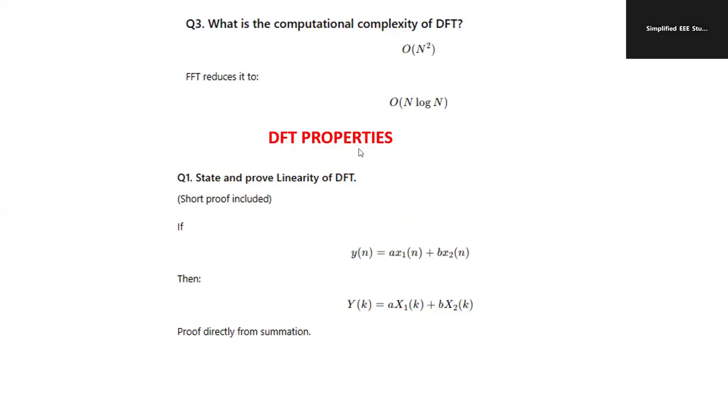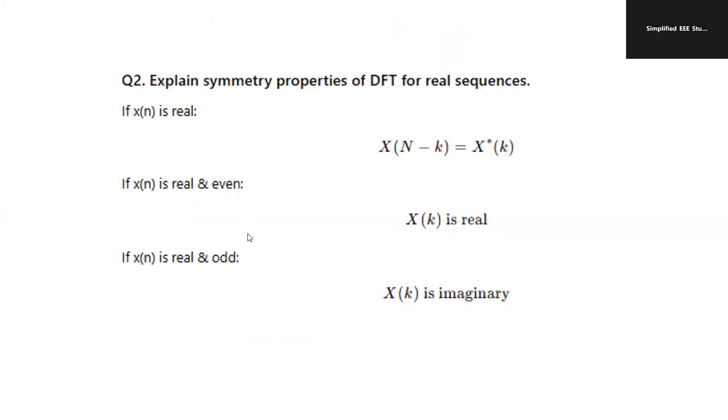Similarly, DFT properties. Study six DFT properties, and state and prove the linearity of DFT. A complete proof is not required. What you are supposed to do is elaborate: the signal is given, then you apply the DFT. Therefore y of n becomes y of k, the constant a has no change, x1 of n becomes x1 of k, b has no change, x2 of n becomes x2 of k. It is better to elaborate the principle of linearity.